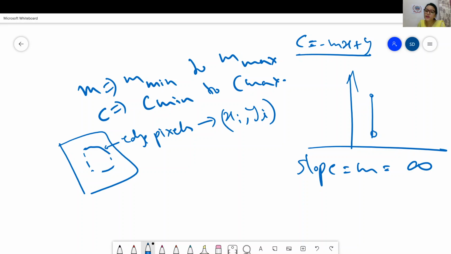And to address this situation, we need a second kind of representation of a line, because a line can be represented in two different forms. First, the y equal to mx plus c form, and second is rho equal to x cos theta plus y sin theta. This is another form. We will see it in detail.